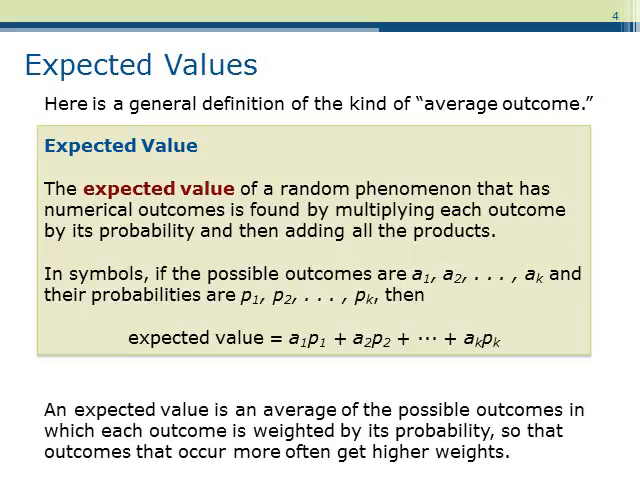An expected value is an average of the possible outcomes in which each outcome is weighted by its probability, so that outcomes that occur more often get higher weights.